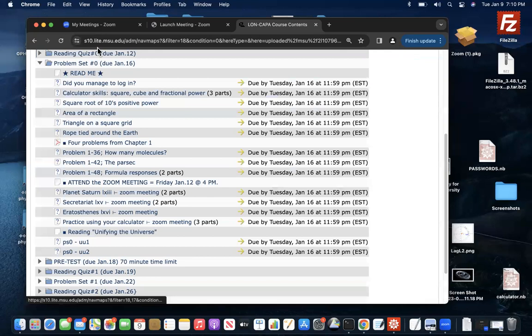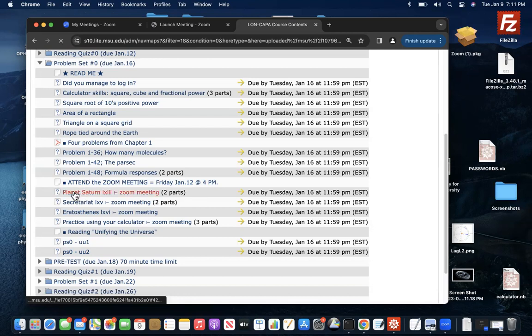Here's the problem set. It's quite a bit longer. The problems are more difficult. Some of the problems are taken from the book, so you have to have the book. Some of the problems are just written out. You can just do them.